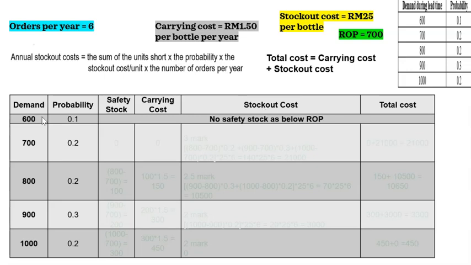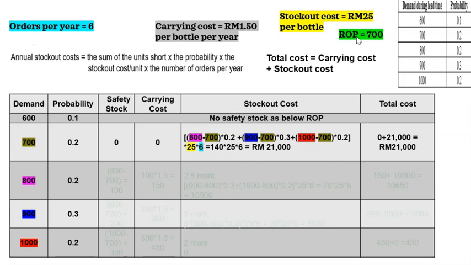Okay, let's do for the 600 first, because the question wants us to start with 600. Remember, anything before the ROP 700 here, we don't need to calculate, because the safety stock will be 0 here. So no safety stock, no carrying cost, and also no stock out cost. So we can start to calculate when the demand equals the ROP, so we start with the 700.